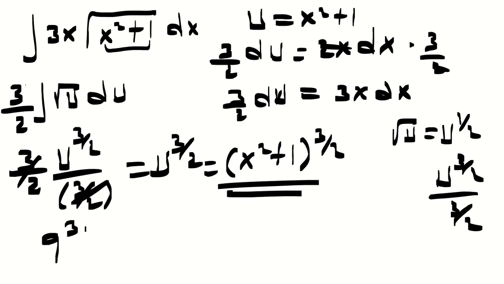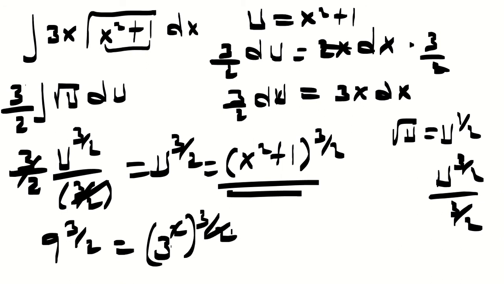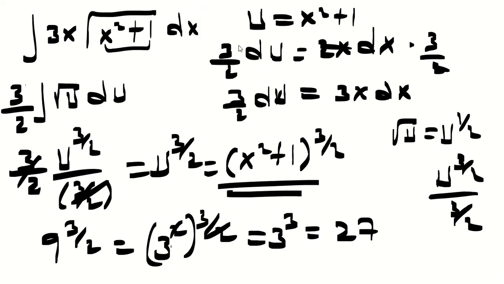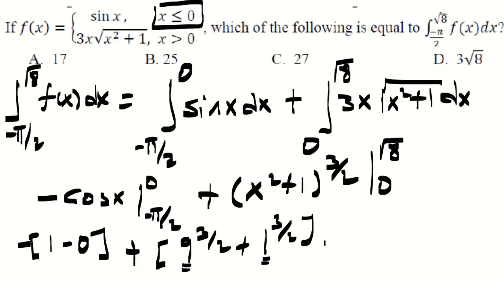9 to the power of 3 over 2 can be written, 9 by itself is 3 squared, the whole to the power of 3 over 2. Then cancel the denominator, 2, and 3 cubed is left. 3 cubed is the same as 27. That's the outcome. So 3 cubed will be 27. So when we get back, it's going to be equal to negative 1 from the first bracket, plus this is going to be 27 plus 1.